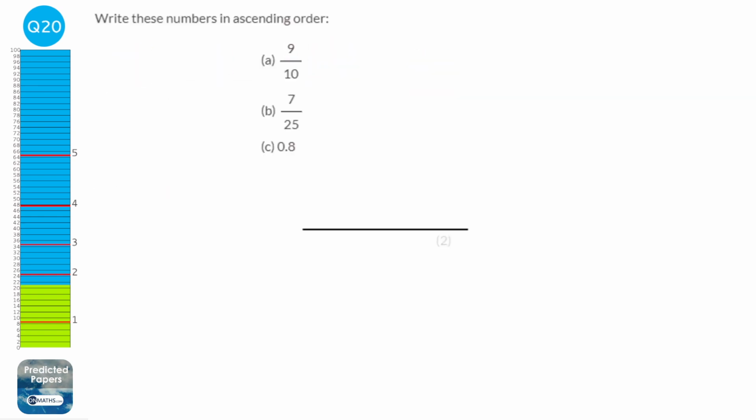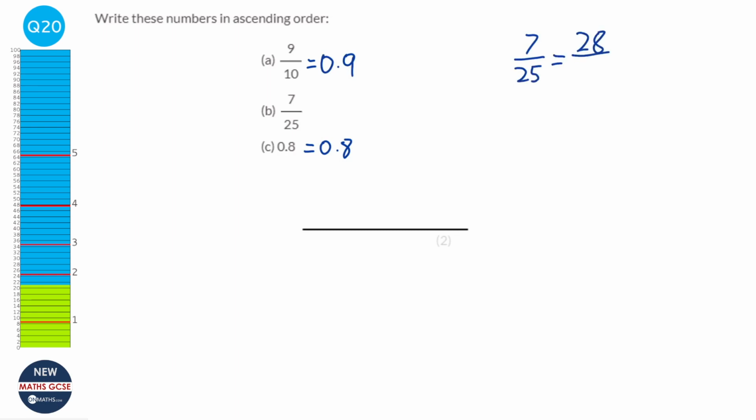Whenever we're putting fractions, decimals and percentages in order, the best way of doing it is converting them all into decimals. So here we've got 0.8, which is already a decimal, so that's just going to be 0.8. Here we've got 9/10, so 9/10 is 0 in the units column and a 9 in the tenths column. 7 over 25, well, something we can do with that is just times top and bottom by 4, so we get 28 over 100. So it's going to be 0 in the units column, 2 in the tenths column, and 8 in the hundredths column.